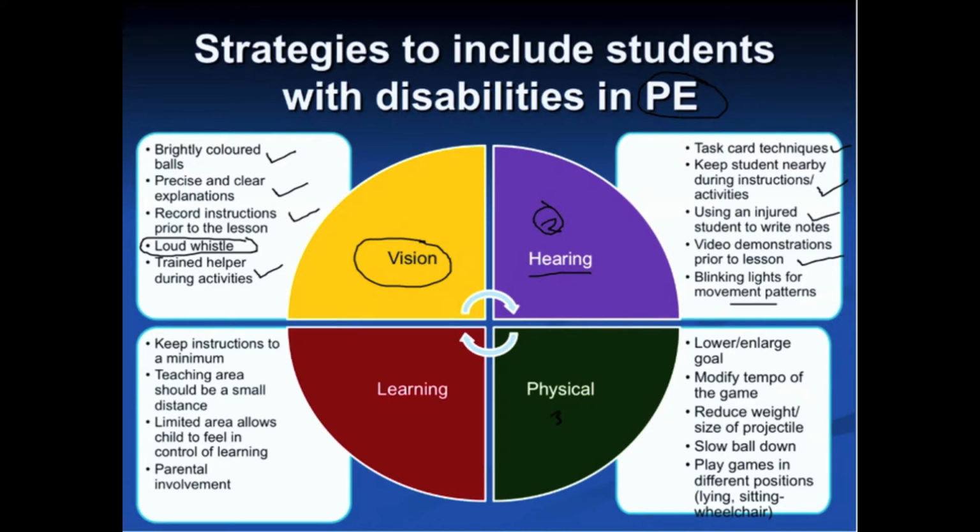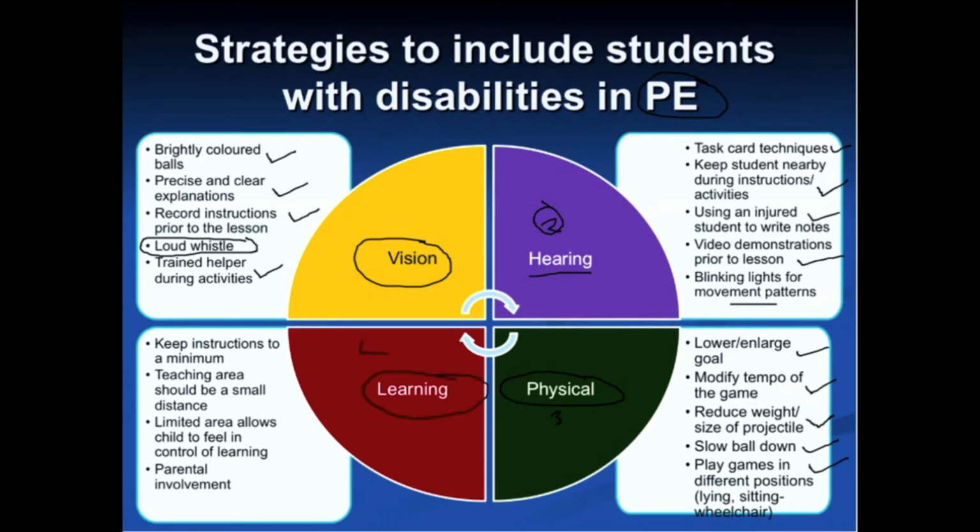Okay. Number 3 there, you've got the physical impairments, and we'll look at a few more of these as we go through. Things such as lowering or enlarging the goal. You could be modifying the tempo of the game, reducing the weight and size of projectiles, which you can do how you see fit, slowing the ball down, playing games in different positions. So you can come up with your own strategies for these. These are just some strategies.